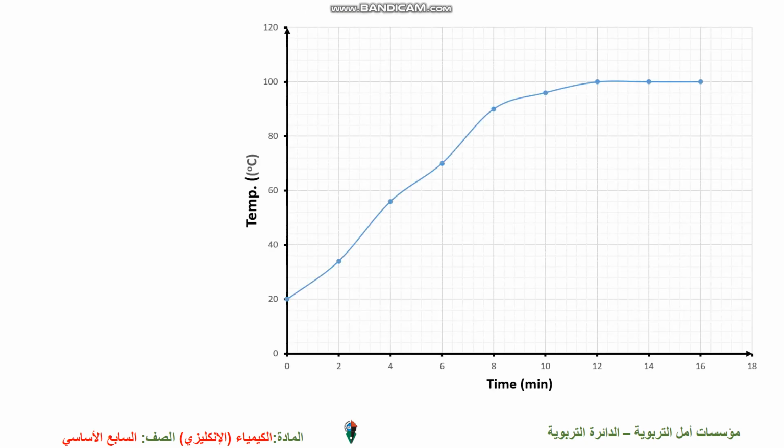So this is the graph obtained now. On the y-axis we have the values of temperature, and on the x-axis we have the values of time. These points are the points that were recorded while we were making the experiment. How can we use the graph?